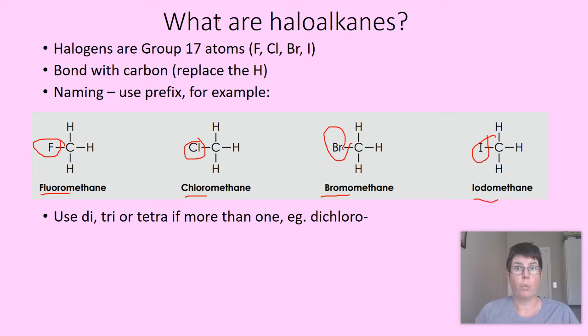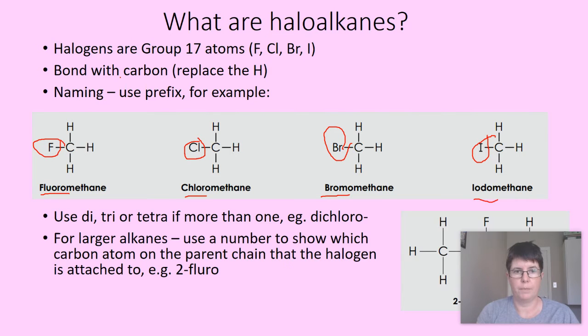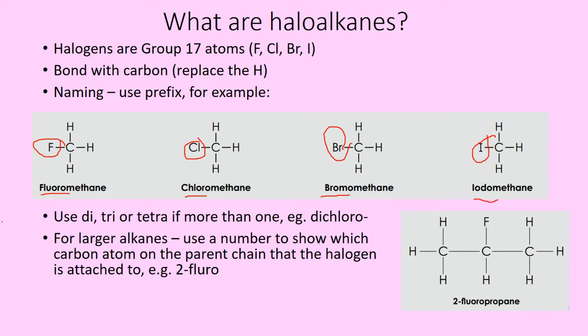And if there's more than one, then you use di, tri, or tetra. Di is 2, tri is 3, tetra is 4 if there's more than one. For example, if there were 2 chlorines, you'd call it dichloromethane. For larger alkanes, you need to use a number to indicate where the halogens are.